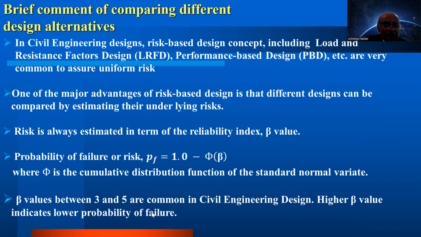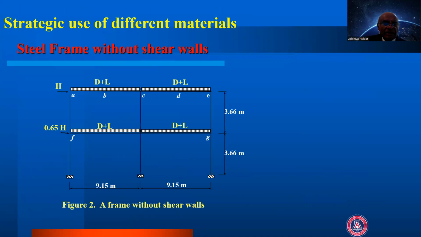Beta values between 3 and 4 are very common in civil engineering application. Higher beta values are always better. It gives us low probability of failure. In civil engineering application, we are looking for probability of failure of the order of 10 to the power minus 4, 10 to the power minus 5 in that particular range.